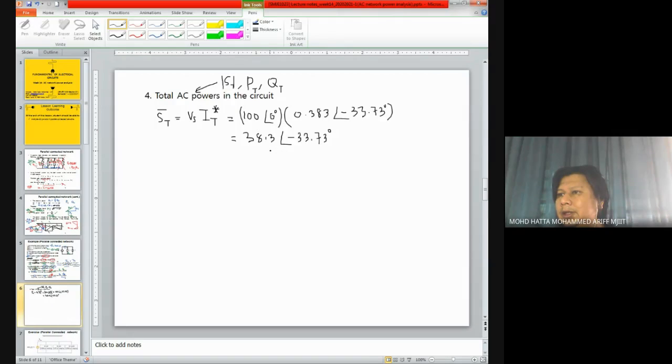Okay. Now, up until this calculation, we have determined our S total, or total apparent power. This is our S total, 38.3. Maybe I put it over here. S total, apparent power, is 38.3 VA. This is VA.